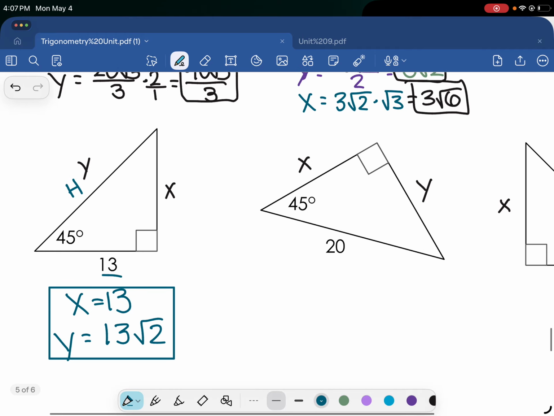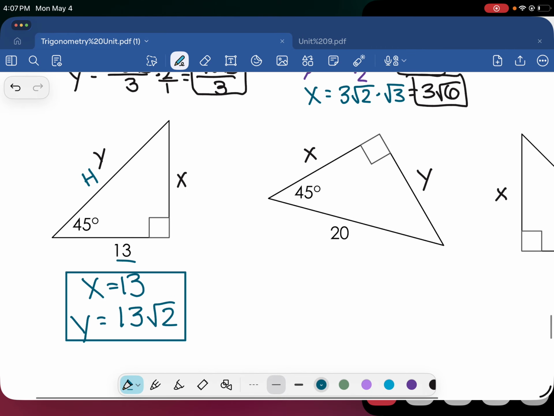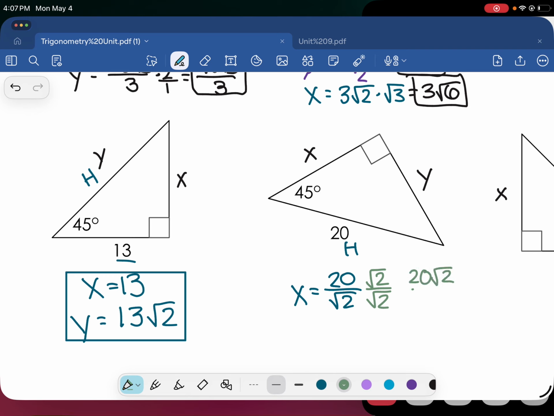On the middle one, 20 is your hypotenuse. So to get the leg, you take 20 divided by the square root of 2. And you can't leave that square root down there, so you multiply by 1 in the form of the square root of 2 over square root of 2. That's going to give you 20 square roots of 2 on the top. And the square root of 2 times the square root of 2 is just 2. Or it's the square root of 4, which equals 2.